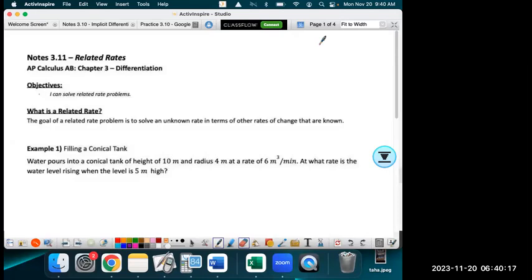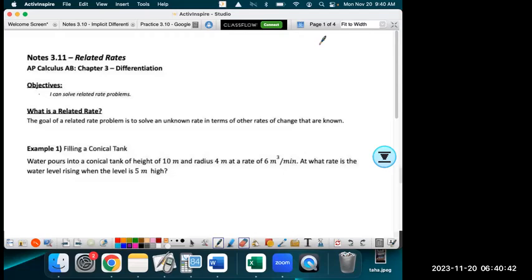Well, it's a problem where you want to solve for an unknown rate that is written in terms of other rates that we know. When we do these problems, we want to piece together all the information that we have, give them labels, write down what we know and what we want to know. So I'm going to go through example 1 and start showing you how to start this process.